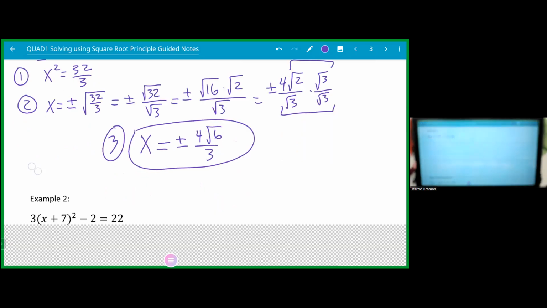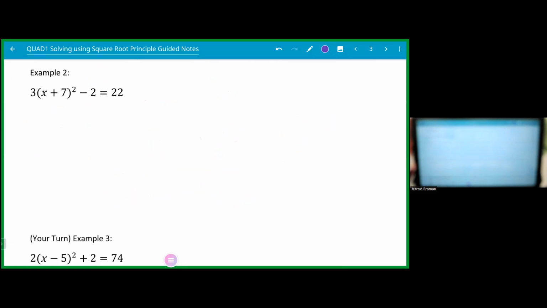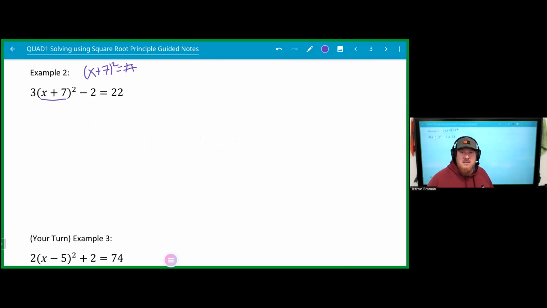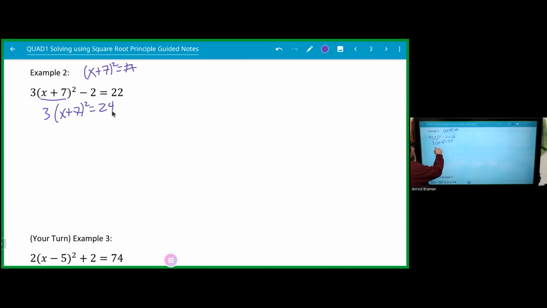Example 2 says 3 times x plus 7, that quantity squared, minus 2 equals 22. Well, our perfect square in this case is this x plus 7 squared. So what I want to have before I start taking square roots is x plus 7 squared equals some number. And how do I do that? We treat it like two-step equations. That's all we got to do, right? We're going to add 2 to both sides of the equation. x plus 7 squared equals 24. We're going to divide by 3 to get x plus 7 squared equals 8.